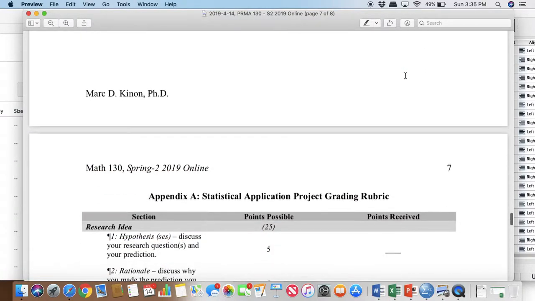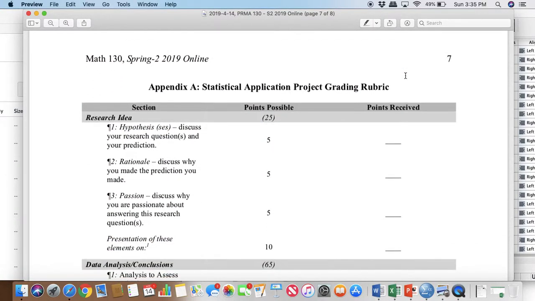So what is this project? Well, first of all, don't be intimidated by it. It's really not that hard. And I'm not just saying that because I'm an expert statistician, but literally it's not that hard. The first thing you need to do is pick 2 variables and examine the relationship between these 2 variables. And how are you doing that? Well, you start off by coming up with a hypothesis.